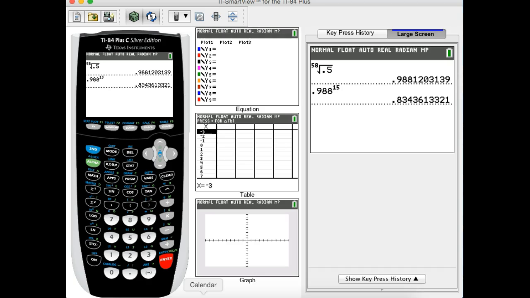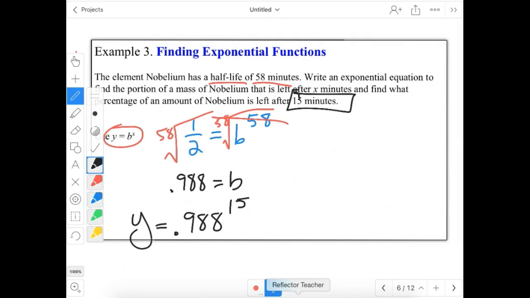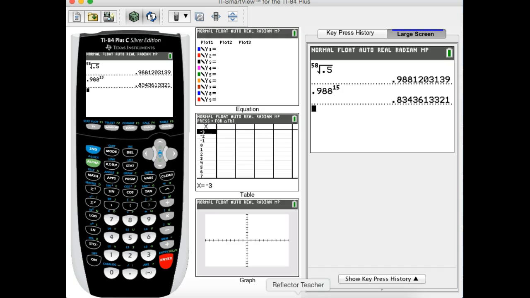So after 58 minutes, half of it's gone. But after 15 minutes, we have 16.6% of it gone. So y is equal to 0.8, what was it? 834.